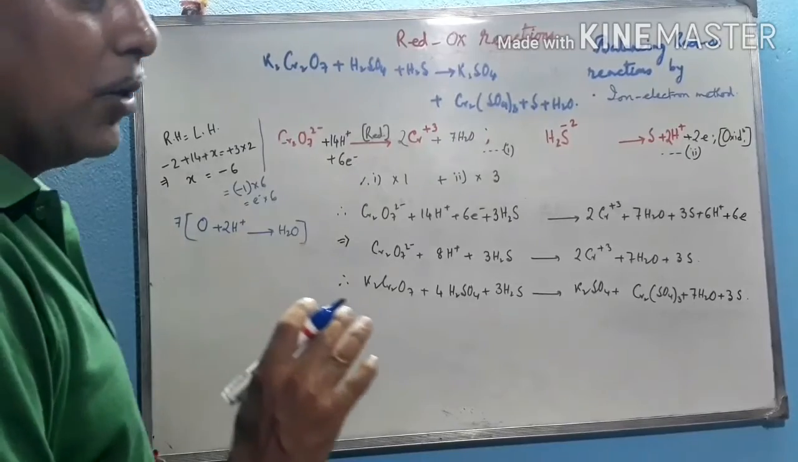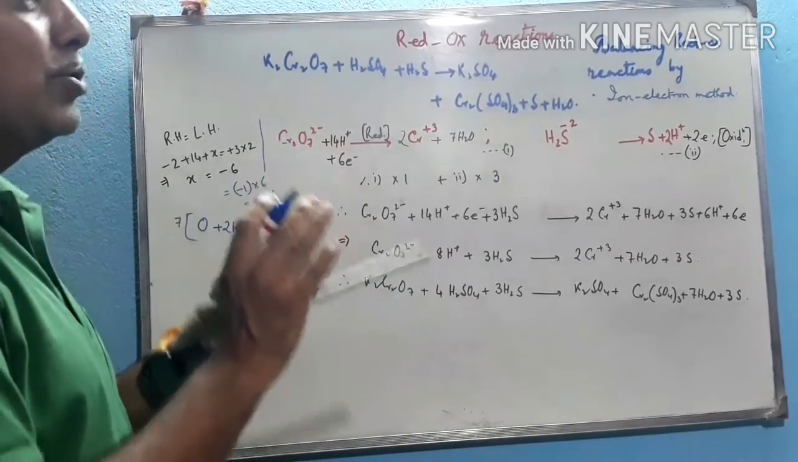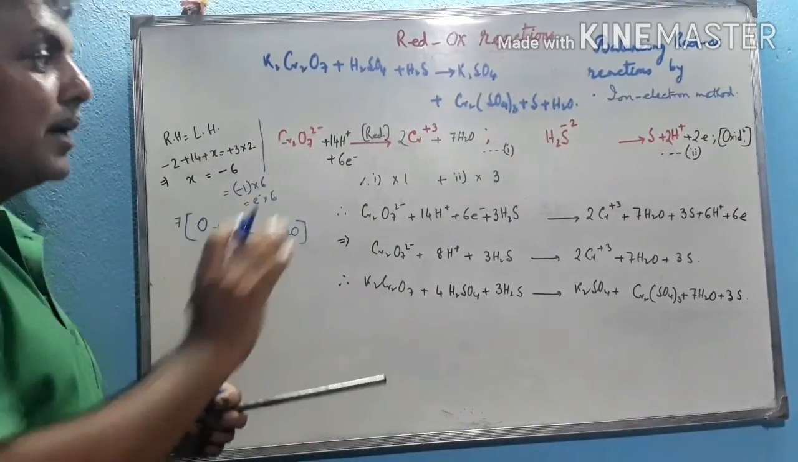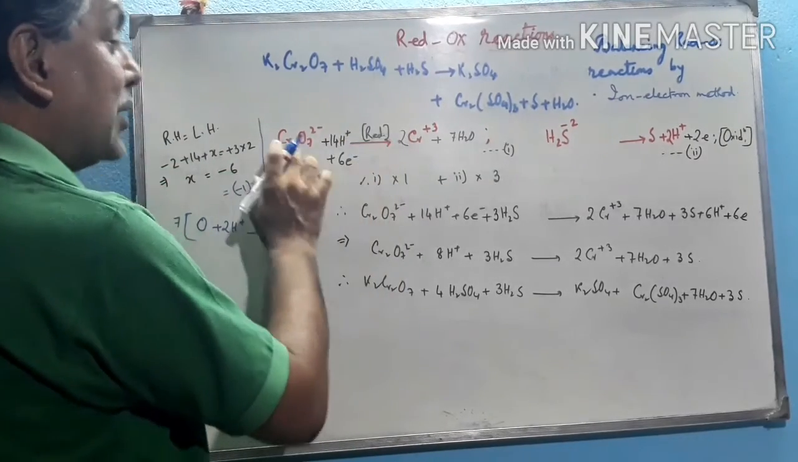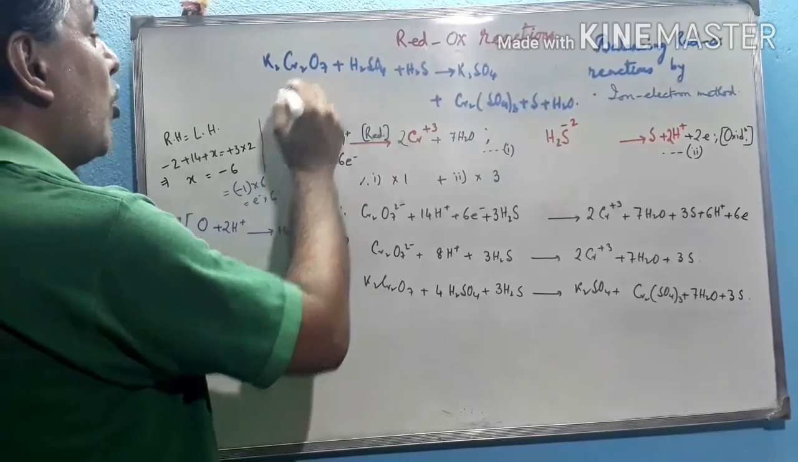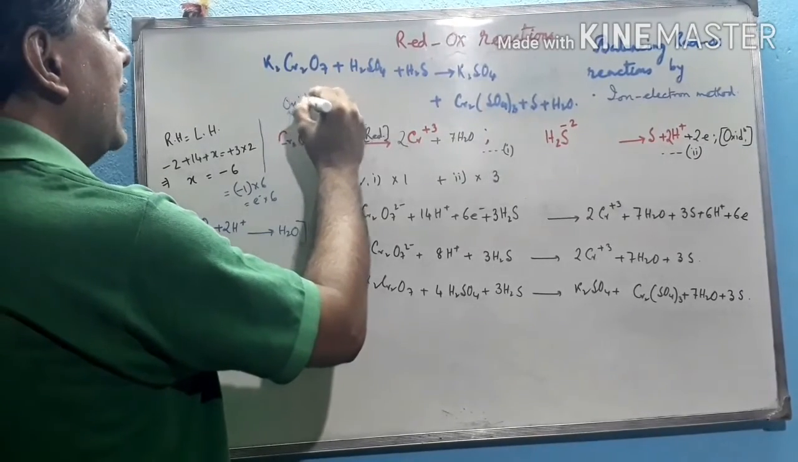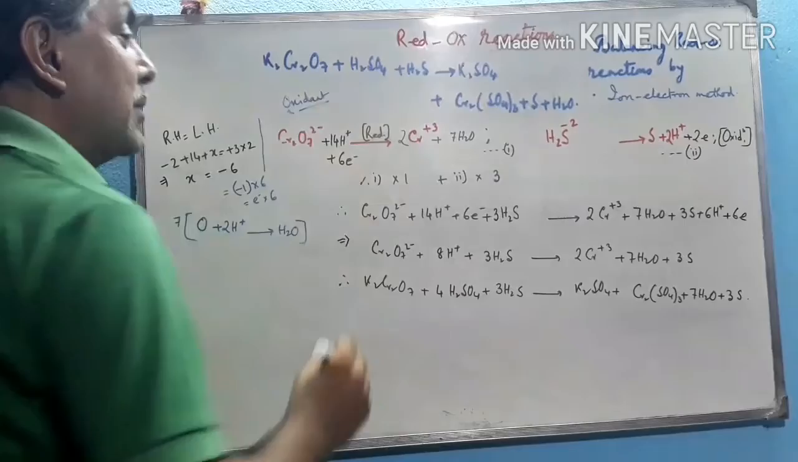So we don't have to memorize which one is the reductant and which one is the oxidant; it comes spontaneously. It is the reduction process. That's why dichromate acts as an oxidant here. This is an oxidant because it itself gets reduced and oxidizes others.